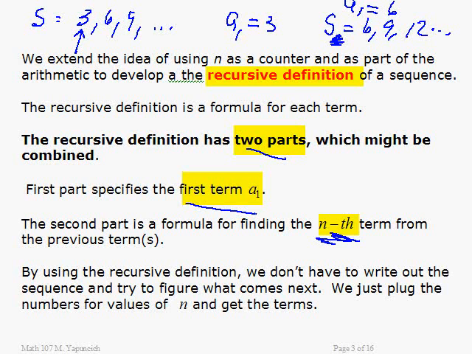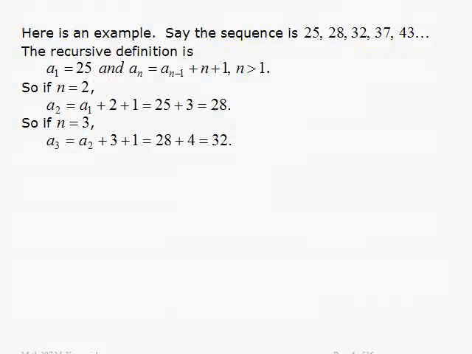It's a little trickier sometimes to figure this out. Here's an example. Let's say the sequence is 25, 28, 32, 37, 43. I want to write the recursive definition for this. I have to specify where it starts. It starts at 25, so I say A1 equals 25. That gives me my starting point. Then I need to specify the next term. I'm going to write a formula now. An is the term I'm talking about, and it's going to be written in terms of the previous term, so n minus 1.